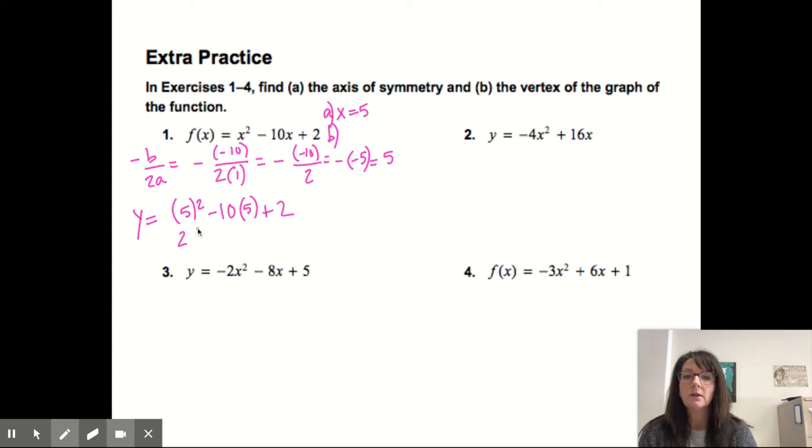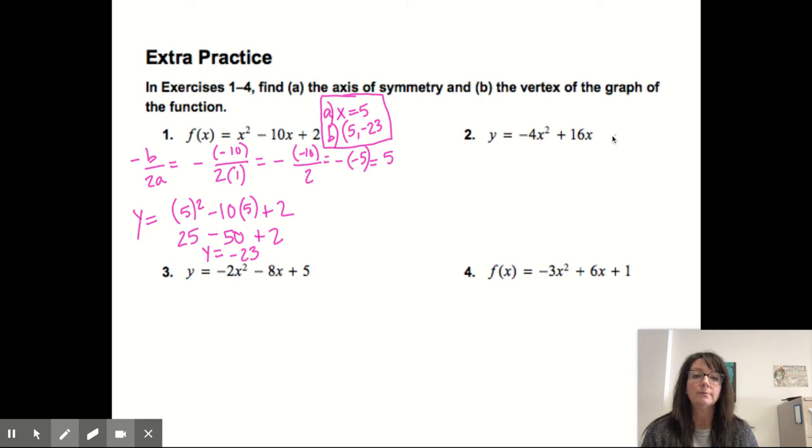25 minus 50 plus 2. Okay, now just go left to right. So negative 25 plus 2 looks like y is going to be equal to negative 23. So part B, we have 5, negative 23. So there is the solution for number 1.